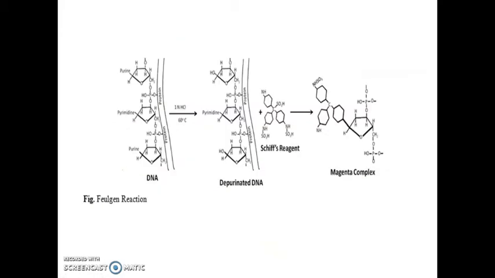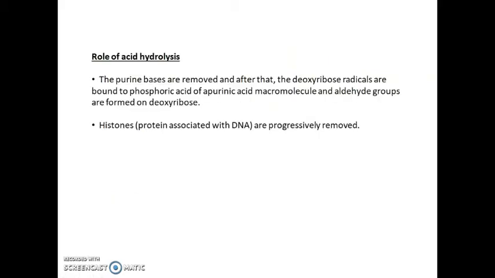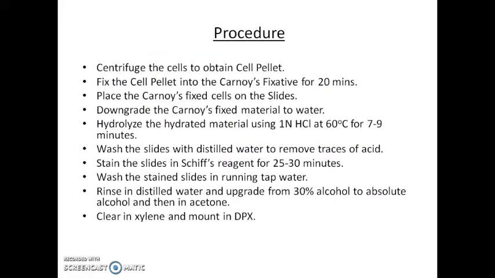This is the chemical reaction behind the staining. The first is the DNA, then we treat it with 1 normal HCl. It is converted into depurinated DNA. When we add Schiff's reagent to it, it gives a magenta color complex. The role of acid hydrolysis is that it helps in removing the purine bases and unmasks the aldehyde group, and it also removes the histone proteins which are associated with the DNA.